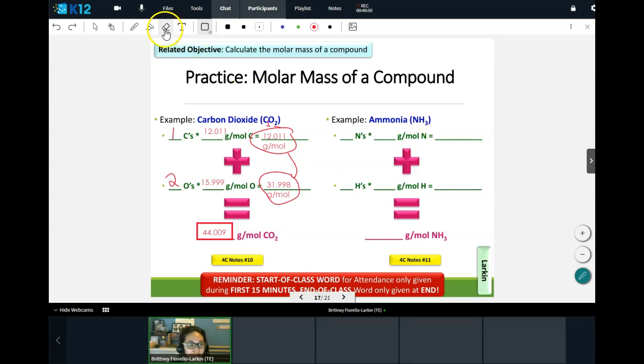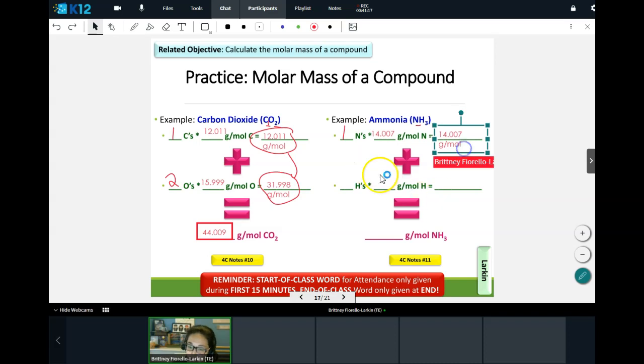All right, let's go ahead and do ammonia really quickly together. How many nitrogens are in ammonia? Excellent. It has no subscript, so this counts as 1. I'm just going to tell you that the molar mass of a nitrogen from our periodic table is 14.007. So if we multiply that by 1, we should still get 14.007 grams per mole from our nitrogen.